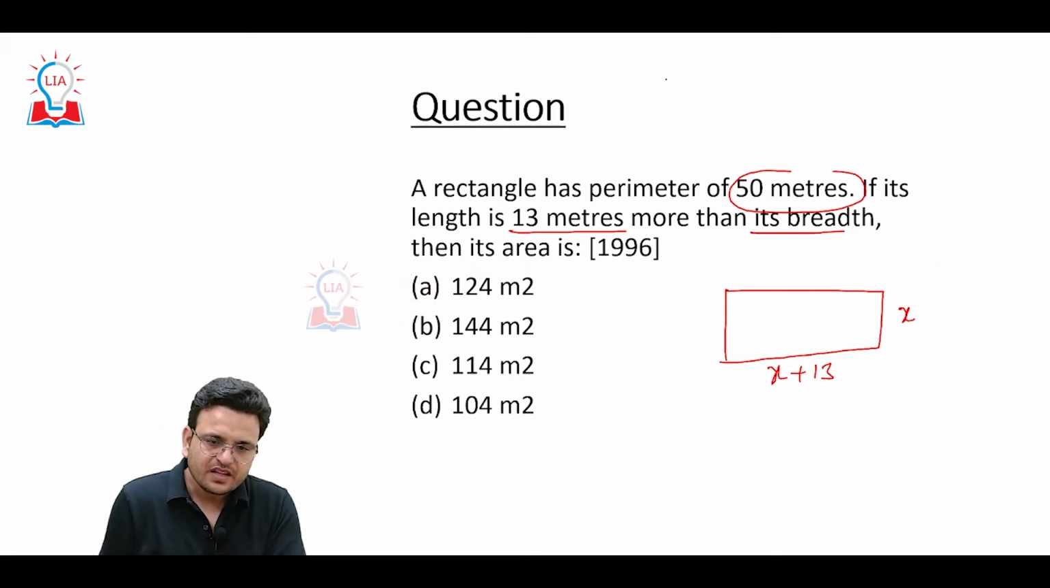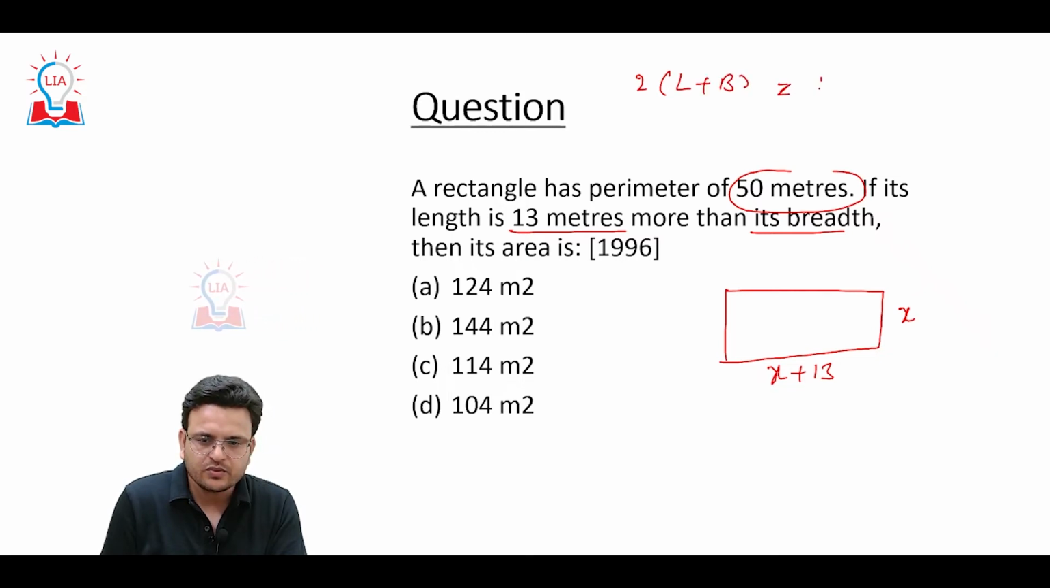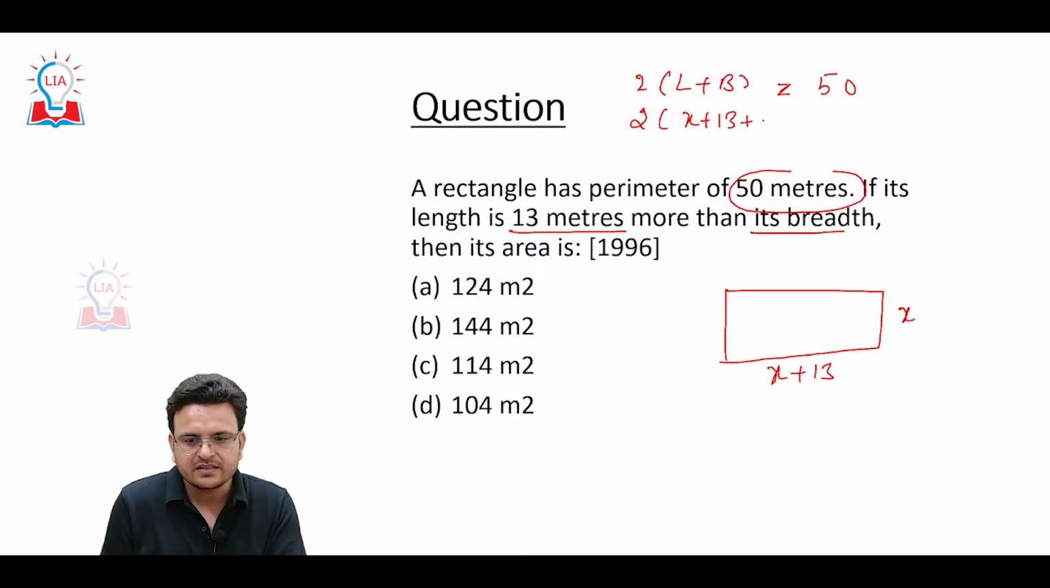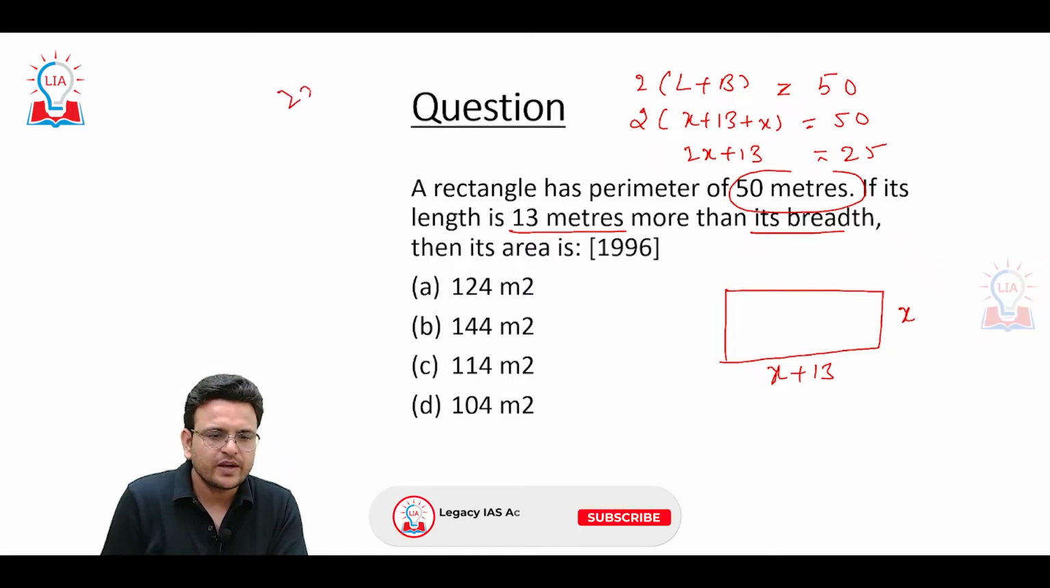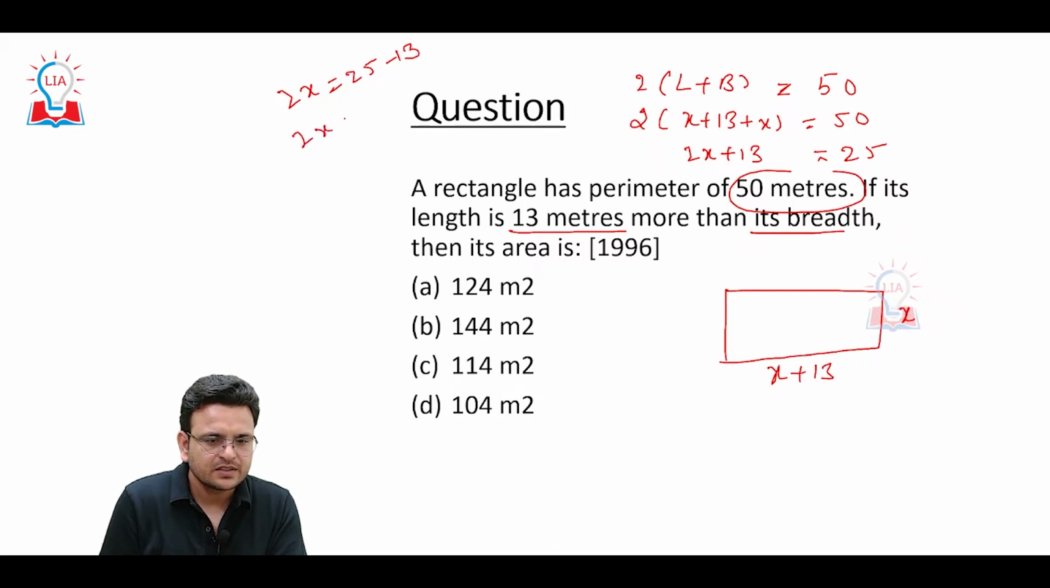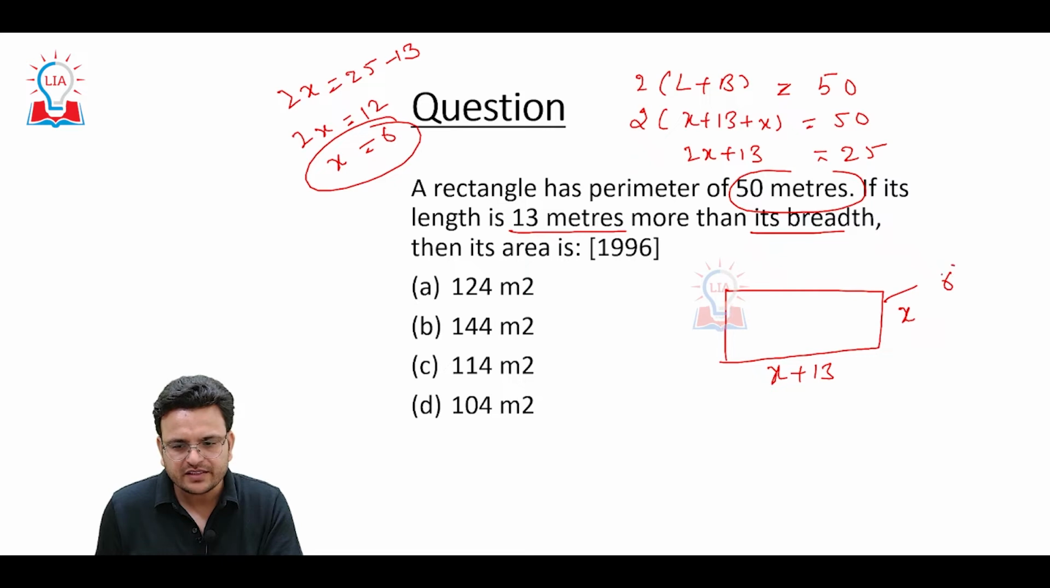Here again, perimeter is 2 times length plus breadth equal to 50. 2 times length is x plus 13, breadth is x, equal to 50. So 2x plus 13 equal to 25, and 2x equal to 25 minus 13, it becomes 2x equal to 12, x equal to 6. Okay, now breadth will be 6 and length will be 19.